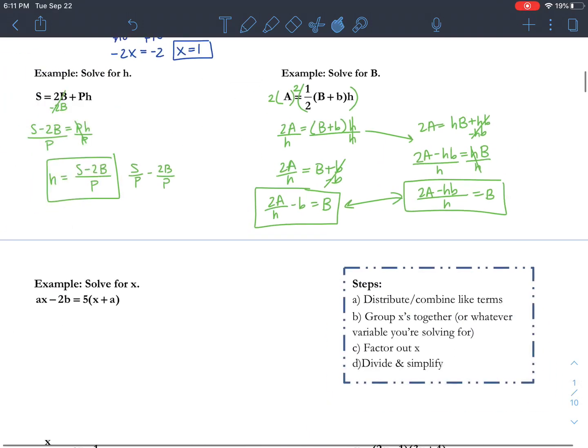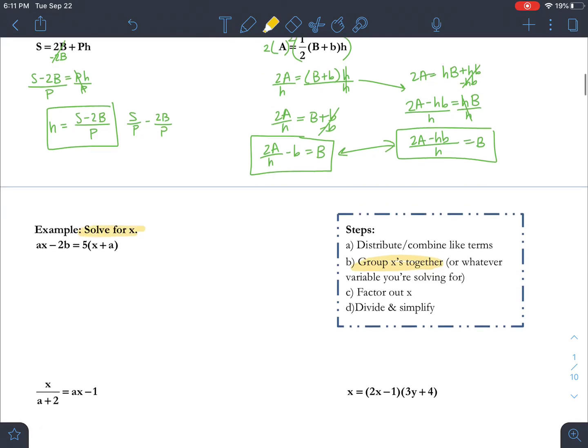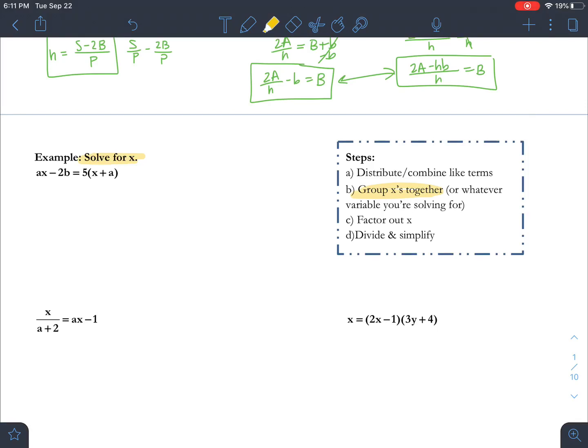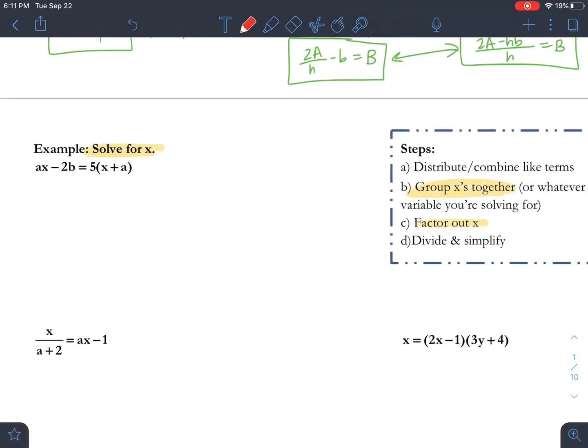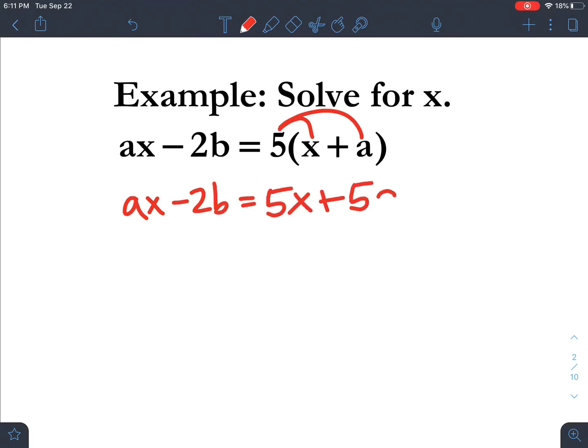Okay, so last ones we're going to do here, they're a little bit complicated because basically the variable is going to be in two places. So here are your steps if you'd like to look at them. We're going to distribute, combine like terms. The biggest thing here is we're going to group the x's together, or whatever. Right here we're going to solve for x, but whatever you're solving for, you're going to group those to one side and everything else to the other side. Then we're going to factor out x and we're going to divide. So let's try this out here. Okay, so take a look at the first one. All right, we're going to distribute. So ax minus 2b equals 5x plus 5a.